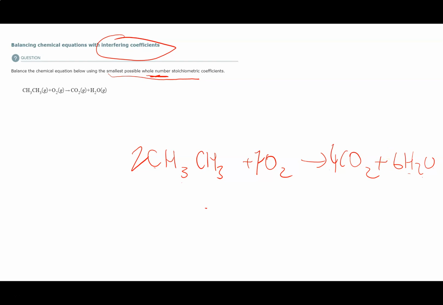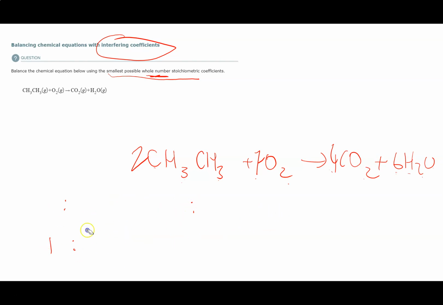And now everything balances. So if I look at carbons, 1, 2 times 2, 4 on the left, 4 carbons on the right. Hydrogens, 6 times 2, 12 on the left, 6 times 2, 12 on the right. And then finally oxygens, 7 times 2, that's 14 on the left, and then 4 times 2, that's 8, plus another 6, that's 14 on the right. And if I look here, I can't get a smaller set of coefficients without going to fractional coefficients. So that is the smallest set of whole number coefficients.